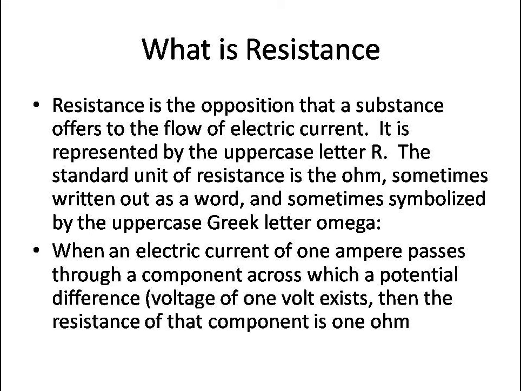The unit of resistance is the ohm, and when an electric current of 1 ampere passes through a component across which a potential difference of 1 volt exists, that means a resistance of 1 ohm is present.